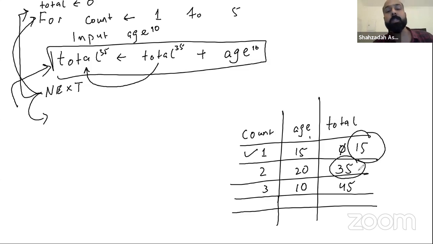बिल्कुल जिस तरह से ज़फ़र ने एक्सप्लेन किया था कि टोटल वेरिएबल एक ही मेमोरी लोकेशन को होल्ड करता है, वहीं पे जो वैल्यू है उसकी वो अपडेट होती है.